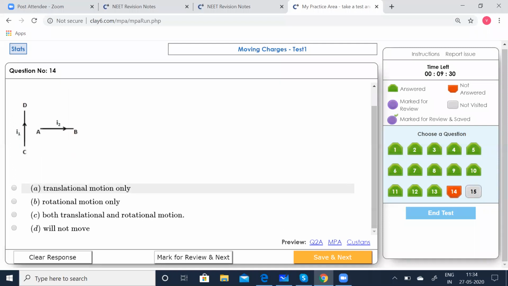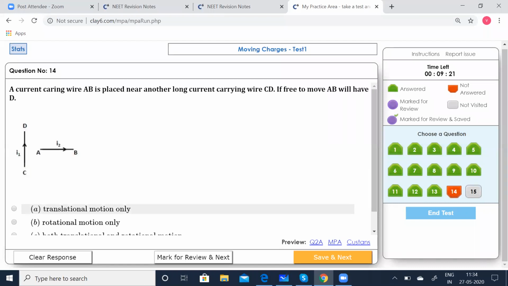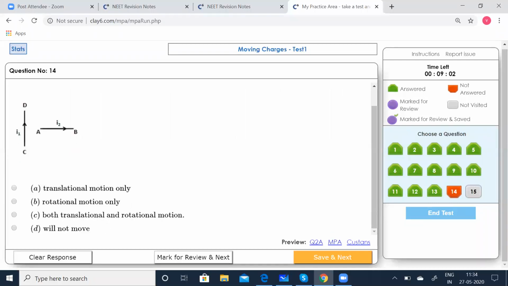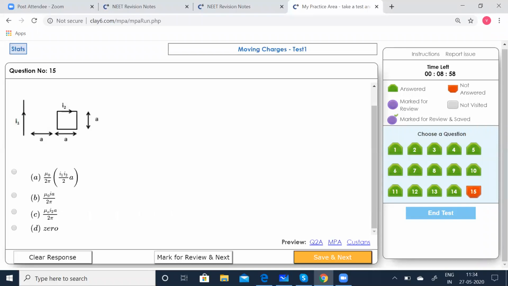Now you can see that the magnetic fields due to the wire CD and the wire AB are not uniform. They have not said that it is uniform. This one is having I1 and that one is having I2. They are not uniform, so there is neither uniform torque nor uniform force on the wire. That is, it will experience both rotational and translational motion. So option C is correct. Save that. Go to the last question.